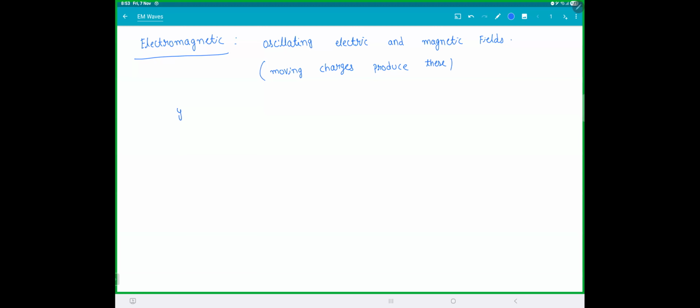So when you write the equation y is equal to f of (x plus or minus vt), this is your general wave equation, right? So y is a property that changes with x and t. So in EM waves, the property is electric fields and magnetic fields.